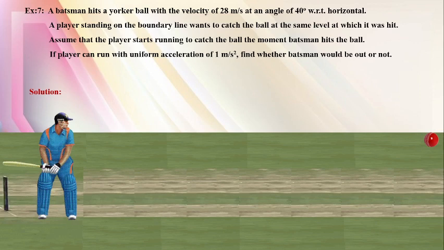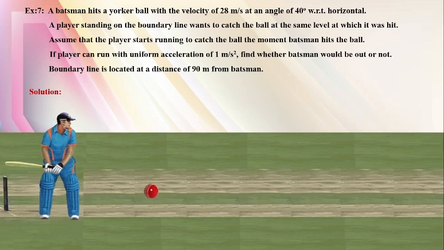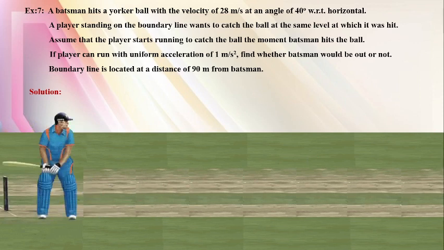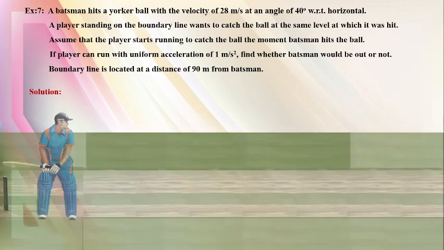So let us see what that particular problem is, and this problem we are going to convert into a problem of engineering mechanics. Let us see how this is going to happen. So the bowler is going to throw the ball. After the bowler has thrown the ball, the batsman is going to hit that ball. So let us have the conversion of this actual problem into a projectile problem.